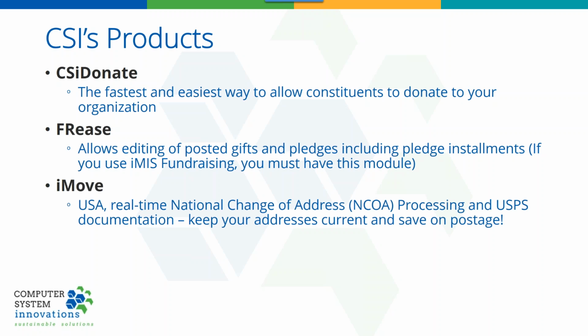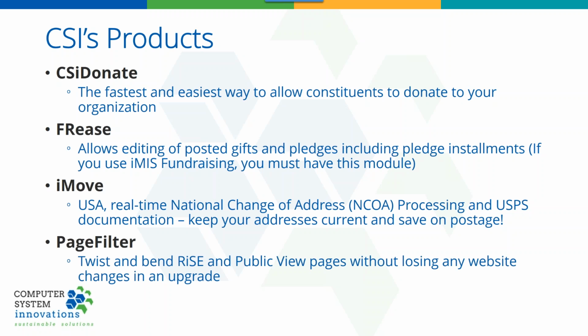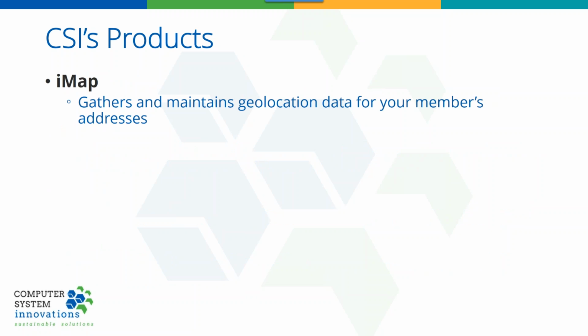For those of you in the USA, National Change of Address Processing, we created a product out there because people were losing their members, if you will. They were moving and they'd lose track of them, but also the postage returns and whatnot. Our page filter product is for doing things that Rise and public view were never meant to do, and without losing those changes. You'll see a lot of CSS and JavaScript hacks going on. I call them hacks because you throw them out there and they work great until you upgrade and forget about them. This actually keeps all of your changes in one spot.